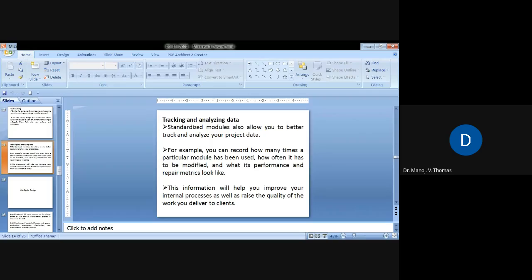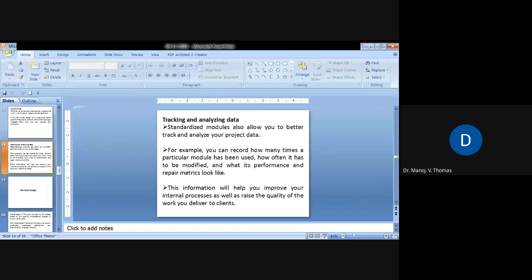Tracking and analyzing data. Standardized modules also allow you to better track and analyze your project data. For example, you can record how many times a particular module has been used, how often it has to be modified, and what the performance and repair metrics look like. So you can take analysis of individual modules. You can design your software in such a way that it gives the statistics of each and every unit.